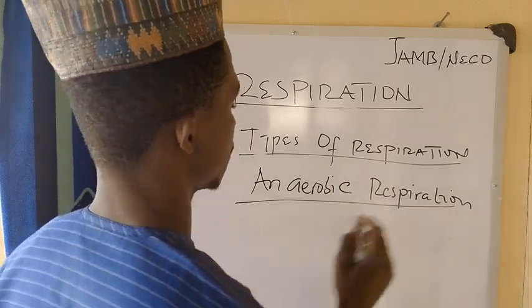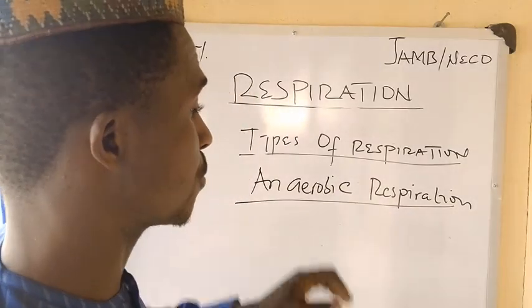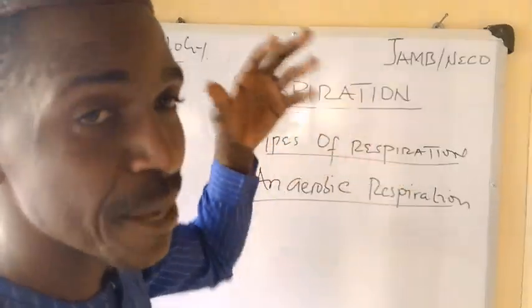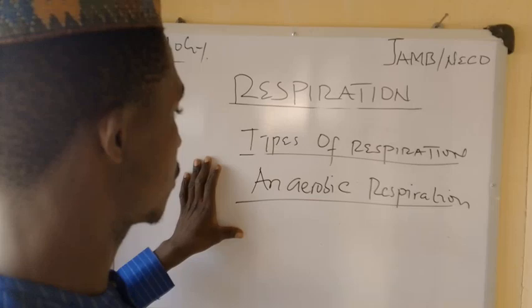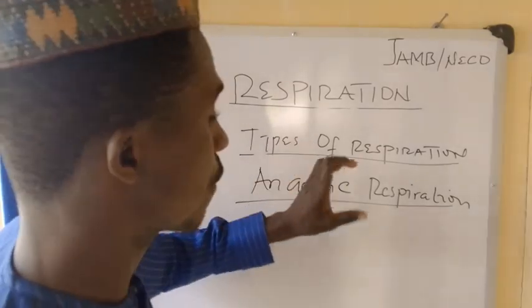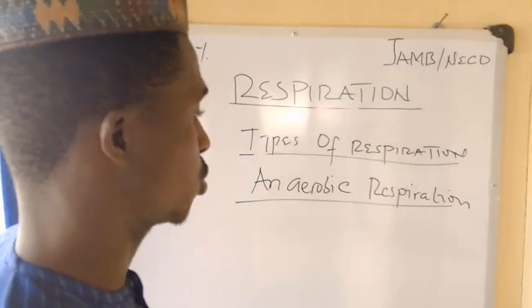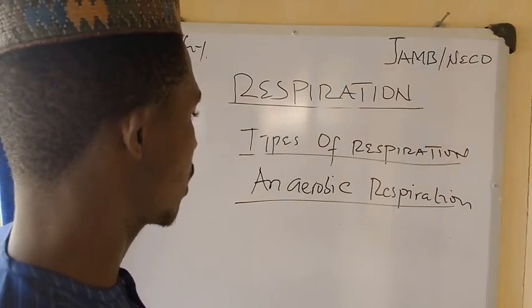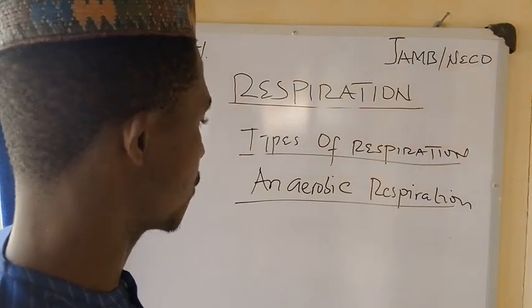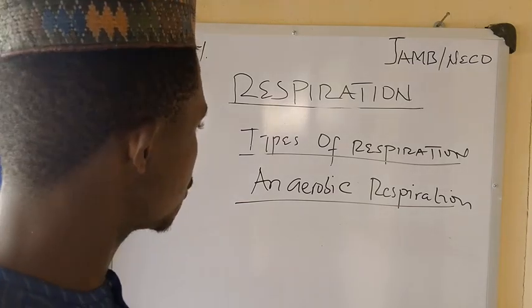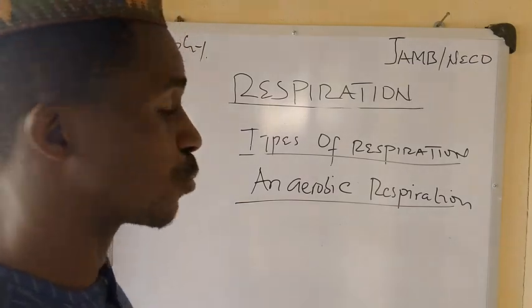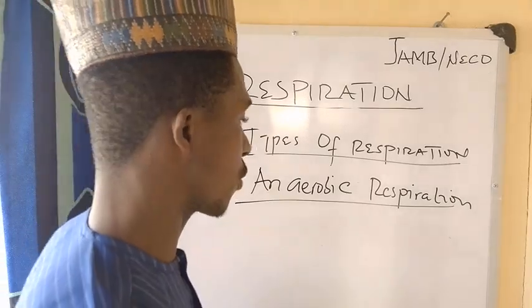Anaerobic what? Respiration. So this type of respiration takes place in the absence of oxygen. So oxygen is not required for this respiration to take place. That's what? Anaerobic respiration. Now, in this type of respiration, glucose is broken down in the cells in the absence of oxygen.